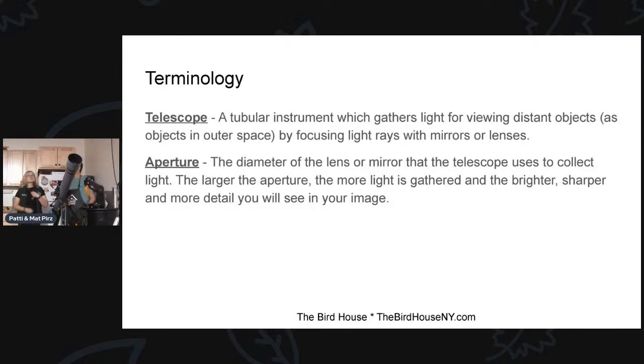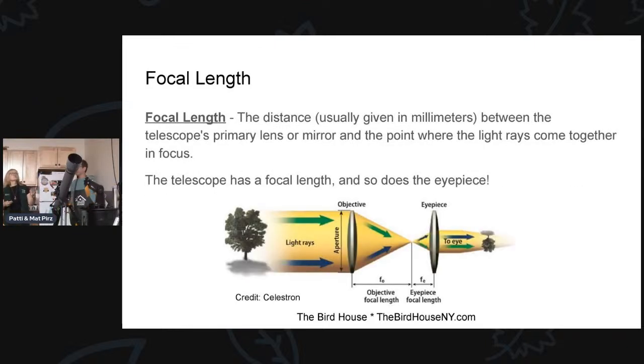Focal length, usually the distance given in millimeters between a telescope's primary lens or mirror and the point where the rays come together. So here is your aperture and your mirror or your lens, and your focal length is that distance to where the image comes in and goes through your eyepiece to your eye. Both your telescope and your eyepiece have a focal length. Don't worry too much about that at the moment.